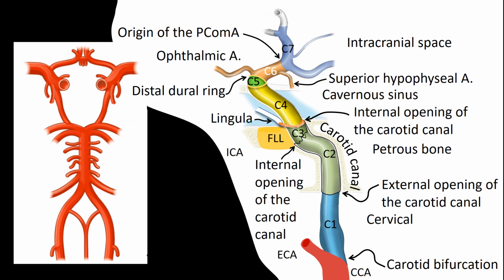The C7 communicating or terminal segment extends from the origin of the posterior communicating artery to the bifurcation of the internal carotid artery. Two major arteries arise from this segment: the posterior communicating artery, here indicated in the side figure, and the anterior choroidal artery, here indicated in the side figure. After the C7 segment, the internal carotid artery bifurcates, forming the anterior cerebral artery and the middle cerebral artery.